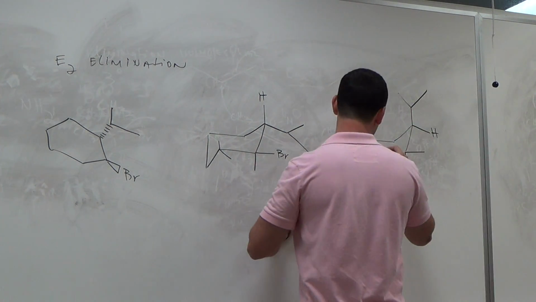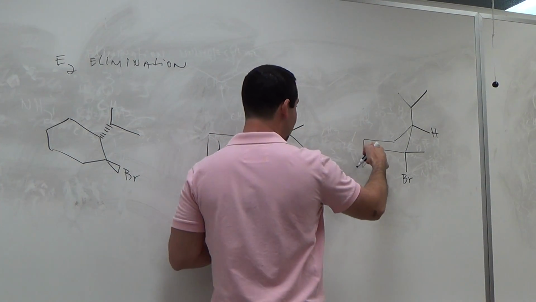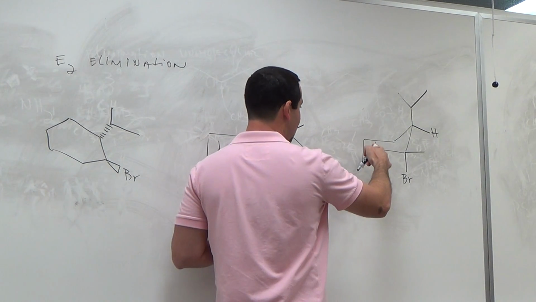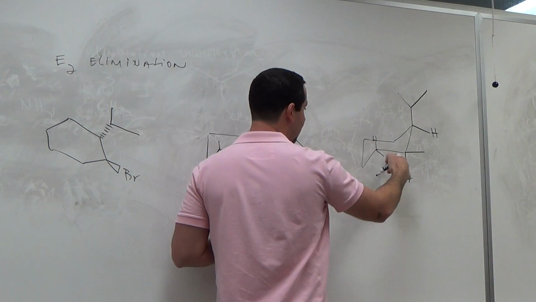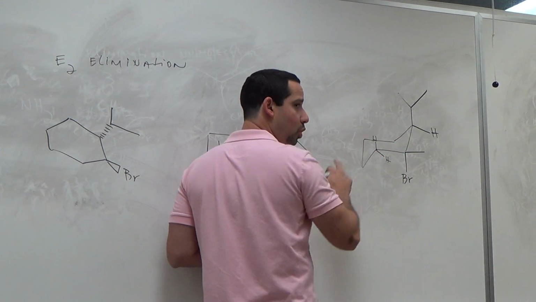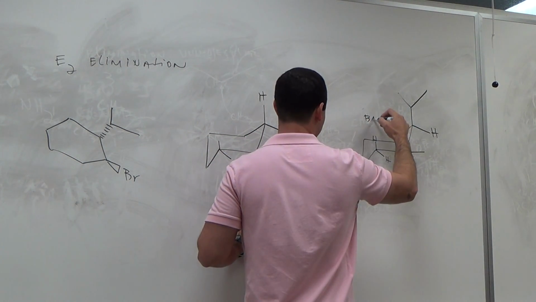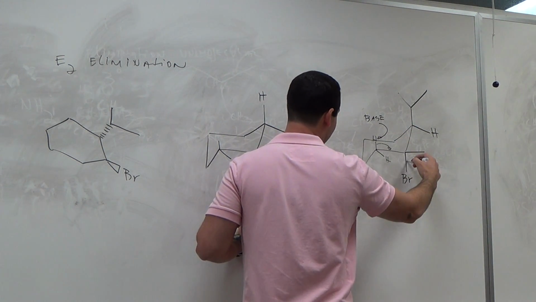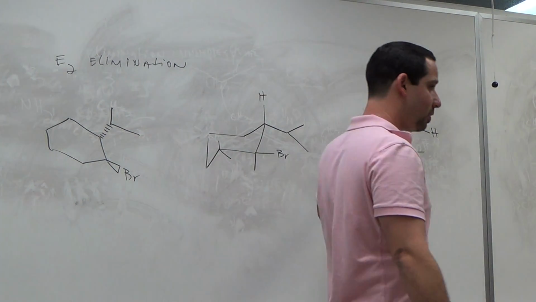Now we have another hydrogen here and here. Is this hydrogen anti to this one? This is axial and equatorial. Those are never anti. But this is axial and axial. Those are anti. So what is going to happen is the base is going to pull this proton off, and the elimination can only take place from that side.